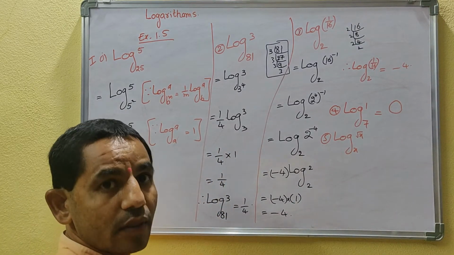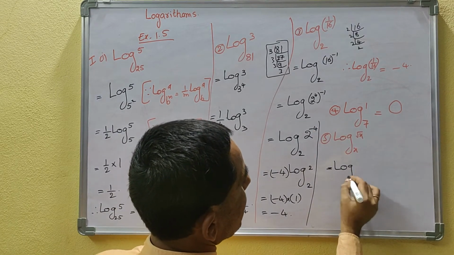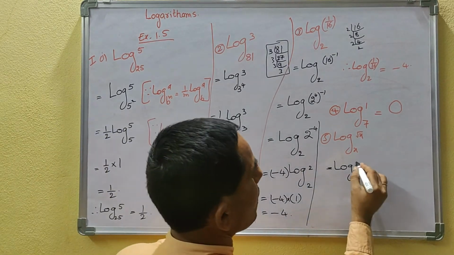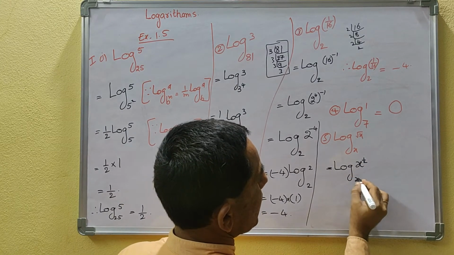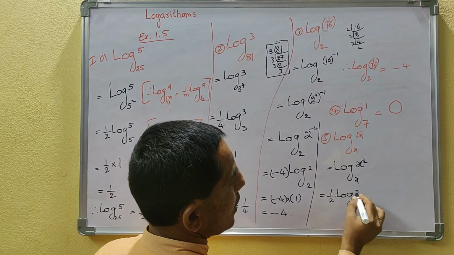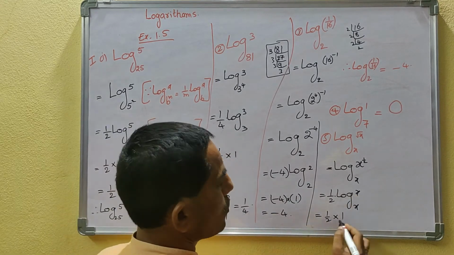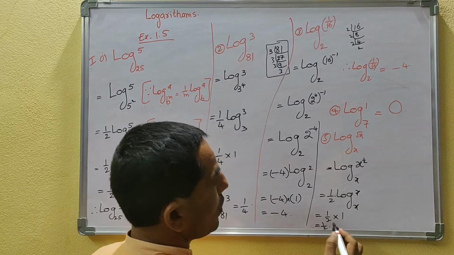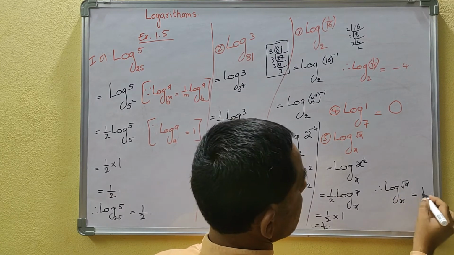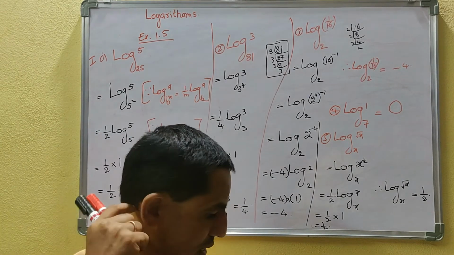I will solve this one. Log root x can be written as x to the power of 1 by 2, base x. The log a to the power of m formula is there. So 1 by 2 into log x base x, and log x base x has value 1. So 1 by 2 into 1 is equal to 1 by 2. Therefore log root x base x is equal to 1 by 2. This is the fifth answer. So the first, second, third, fourth and fifth answers are over.